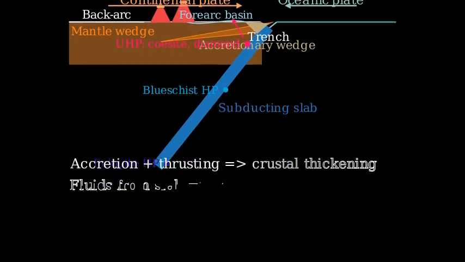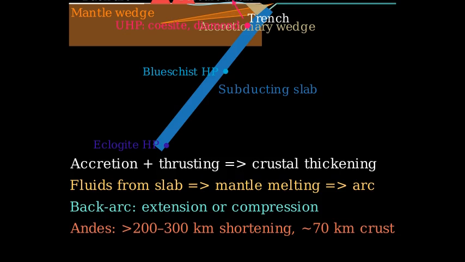Summary: subduction zones build mountains by a combination of tectonic shortening and magmatic addition. The accretionary wedge grows at the trench, the mantle wedge melts to feed a volcanic arc, and the overriding plate thickens by thrusting. Depending on slab dynamics, the back arc can extend or compress. Subduction orogens, like the Andes, show that sustained convergence alone can create thick crust and high plateaus.